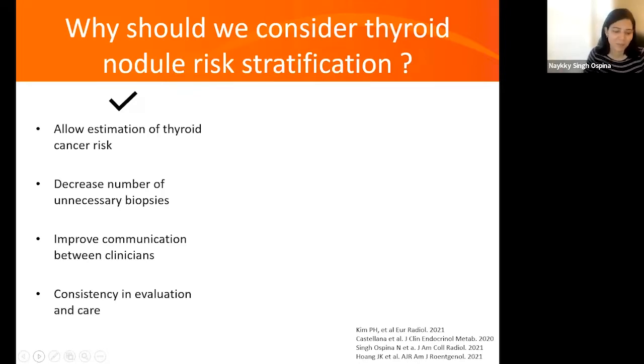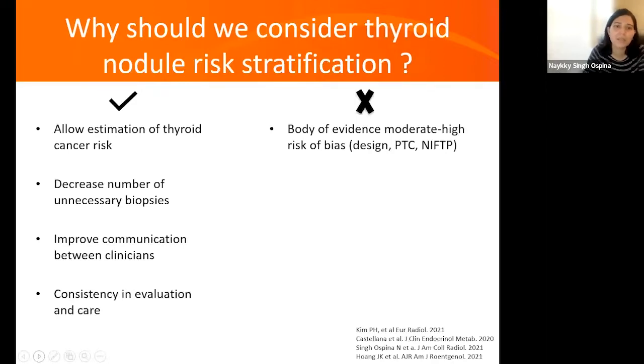So I also would say that I will have a bias that I think that thyroid nodule risk stratification is something that needs to be done. But there are some caveats to all these positive points that I have listed here on the left. For example, in terms of the estimation of the thyroid cancer risk, we know that the body of evidence that lets us know what the risk is, is at moderate to high risk of bias, in a way because of this design in which the samples are going to be enriched with the patients that are undergoing surgery or repeat biopsies and so on.